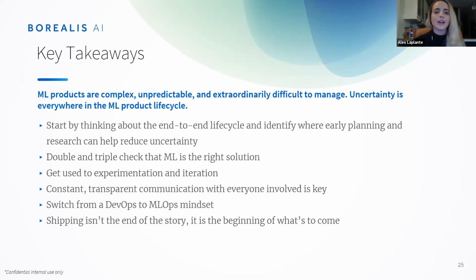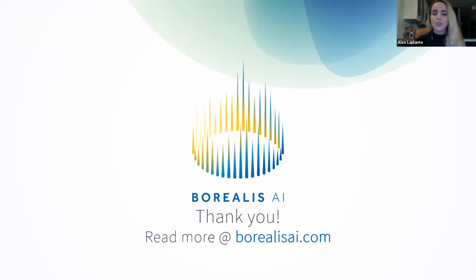And so quickly to summarize, I think the biggest thing is think end to end when you're building machine learning as a product manager. Say, double and triple check that machine learning is in fact the right solution. Please do not get caught in the dilemma of doing machine learning for machine learning's sake. Get used to experimentation and iteration. Constant transparent communication is definitely key. Switching from a DevOps to an MLOps mindset. And lastly, once you ship, that's definitely not the end of the story for a product manager when it comes to machine learning products. And so with that, I think we're going to pass it over to the Q&A section.